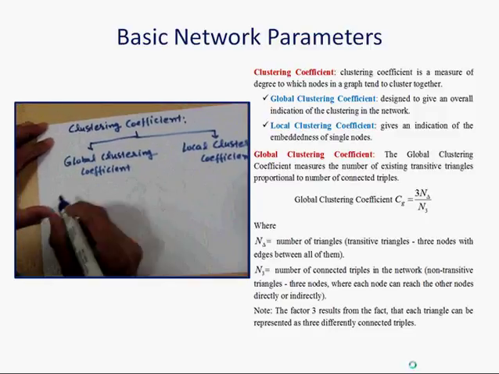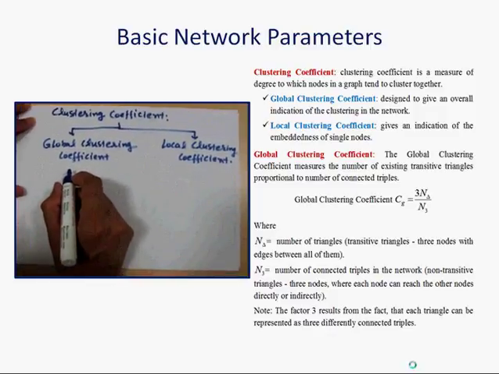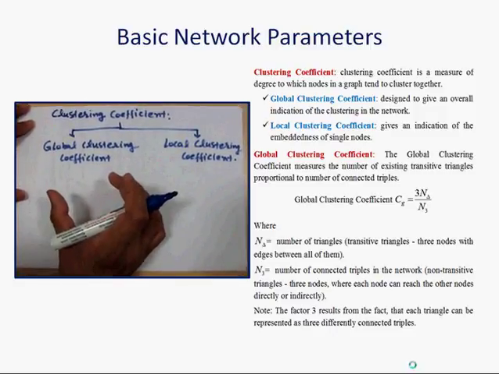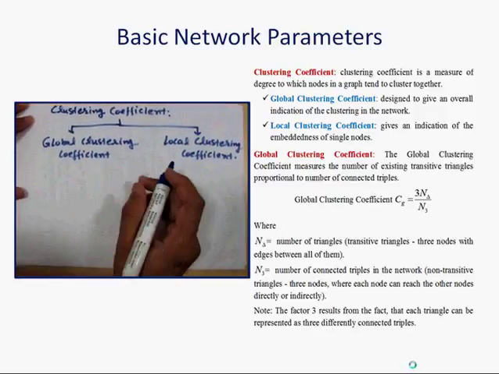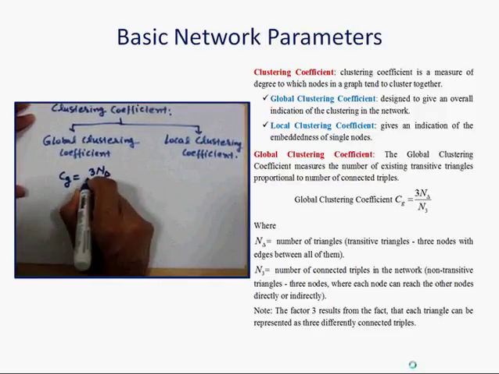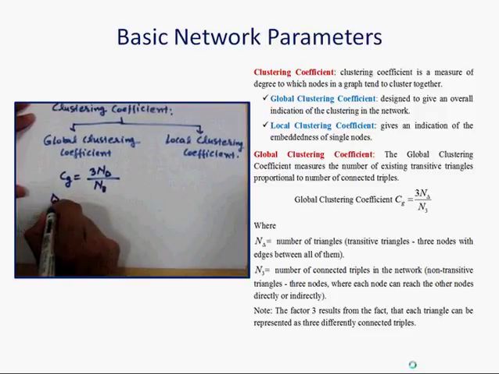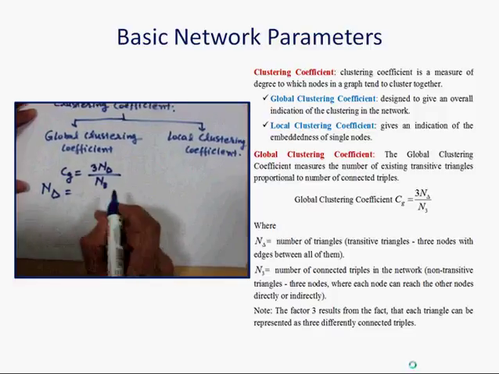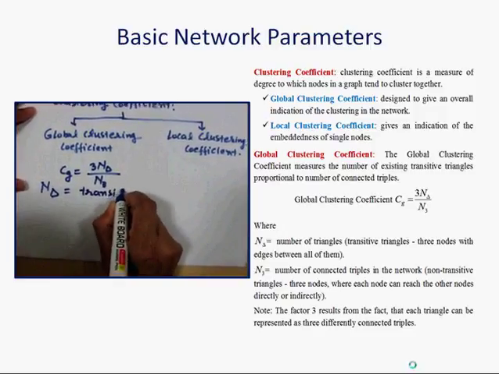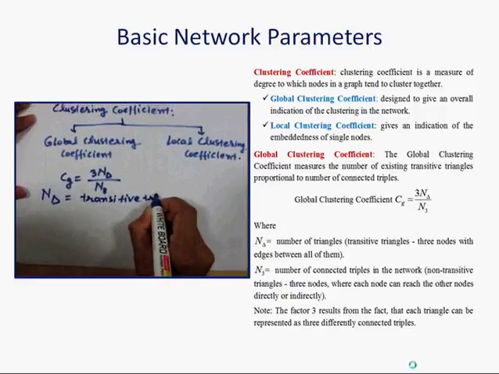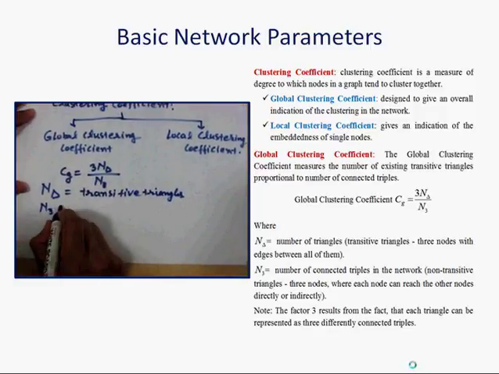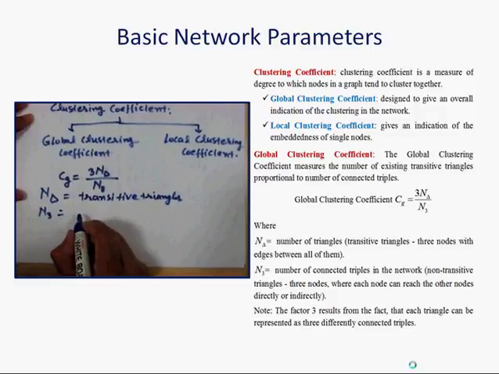Now, global clustering coefficients measure the number of existing transitive triangles proportional to the number of connected triples. It can be given as Cg equal to 3 times N-beta over N3, where N-beta is the number of triangles, which we can represent as transitive triangles, and N3 represents the number of connected triples in the network, which we represent as non-transitive triangles.